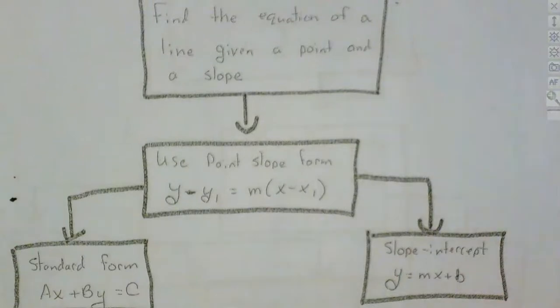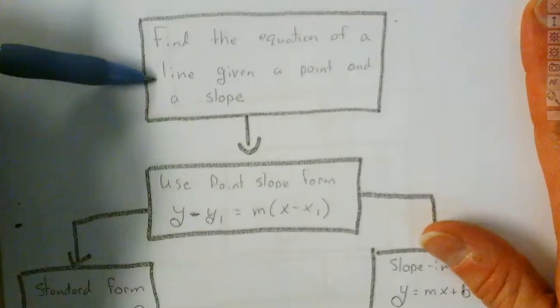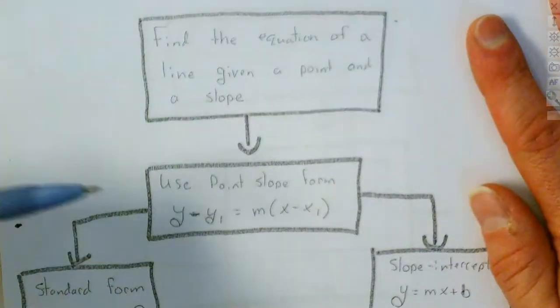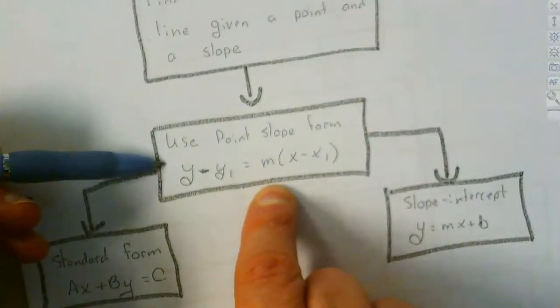So what do we do? Okay, this one is the easiest one. And it says, if you have a point and you have a slope, you follow it down, and what does it say to do? It says you use this formula right here.